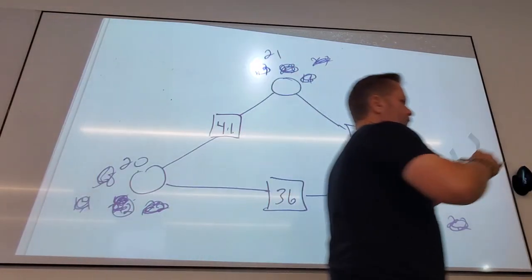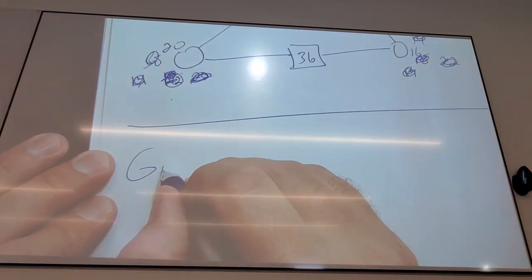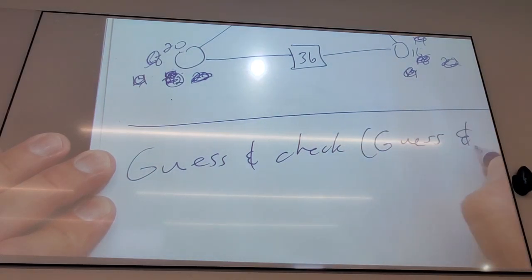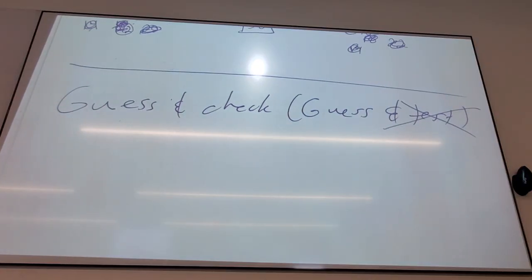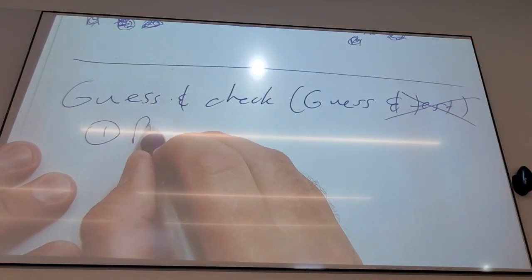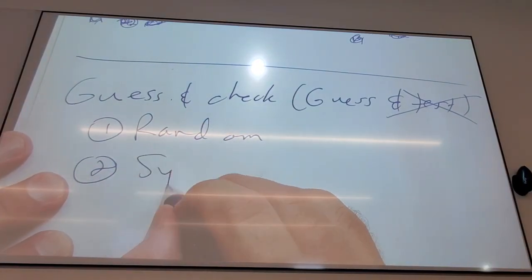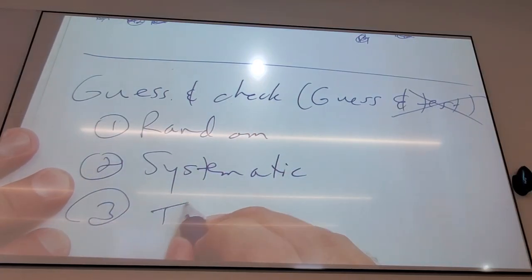So there are different levels to guess and check. One level is just pure guess and check. And I forget what this book calls that. Here we go. Oh yeah, that's right. This book is silly. It calls guess and check "guess and test." I'm not going to say that, because I don't think of it that way. Yeah, okay, that makes sense. The first level is random guess and check. The second level is systematic guess and check. And the third level is called inferential.